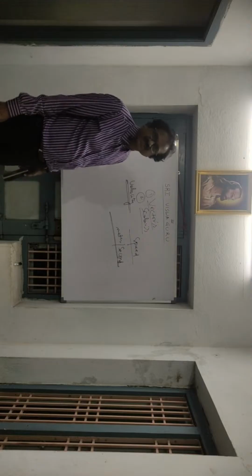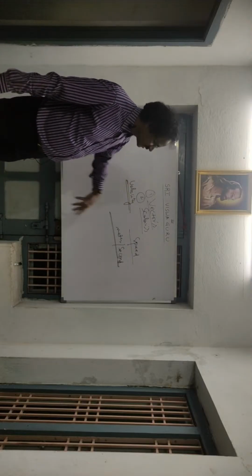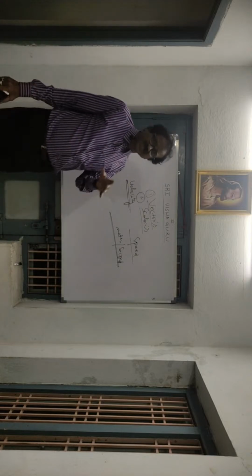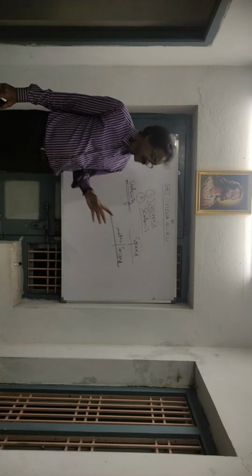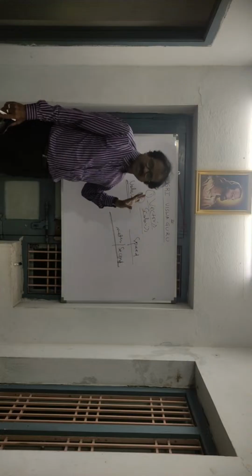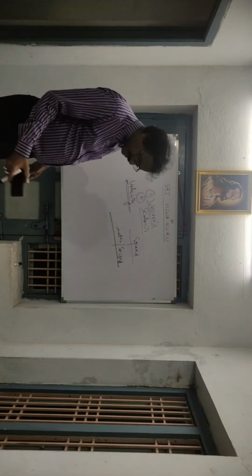Got it, my friends? These are the main important factors here. Acceleration is equal to delta V by delta T. And the second one is velocity, and the third one is speed.